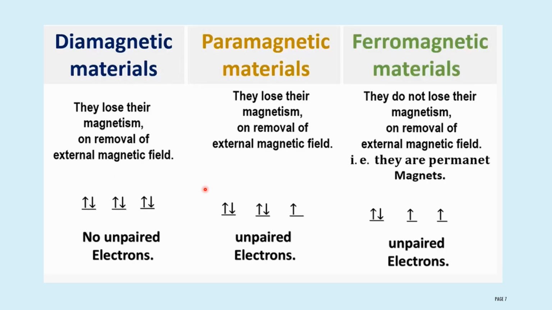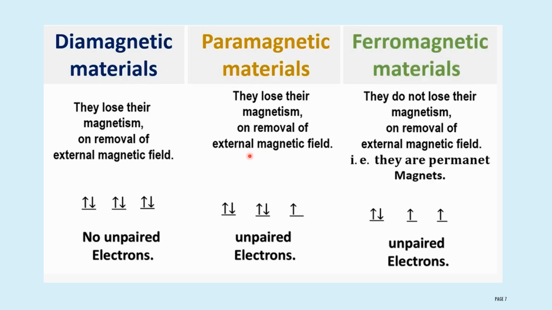Let us discuss what changes happen if you remove an external magnetic field. In the case of a diamagnetic material, they lose their magnetism on removal of the external magnetic field. Immediately it will lose its magnetism, and it does not have any unpaired electrons. All the electrons are paired up in a diamagnetic material.